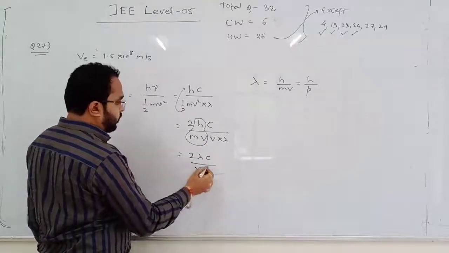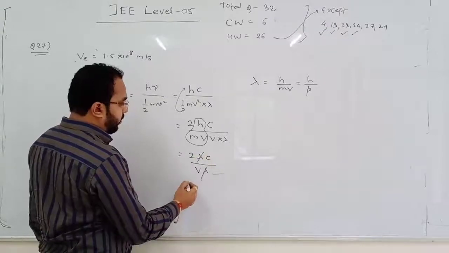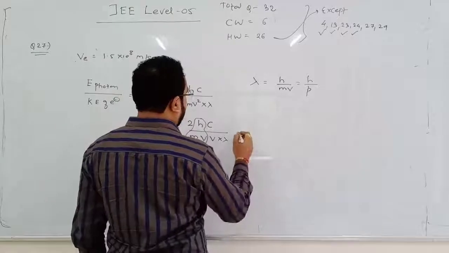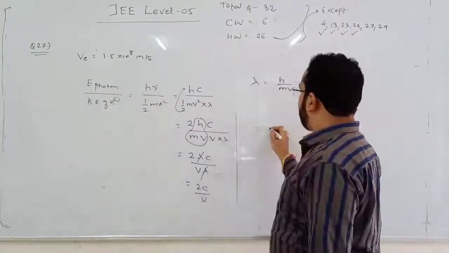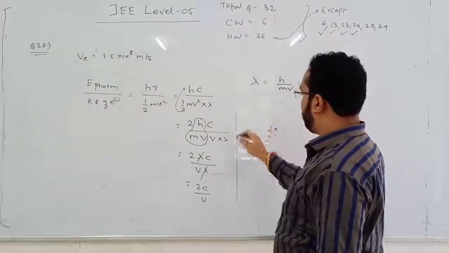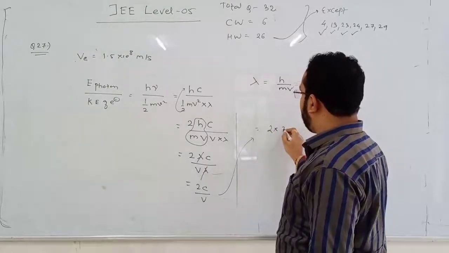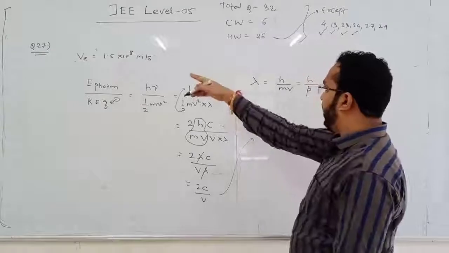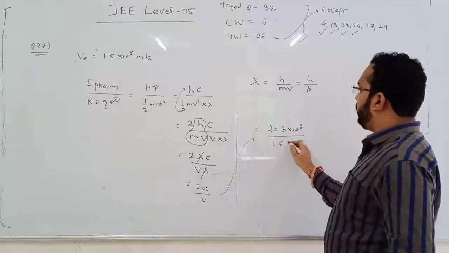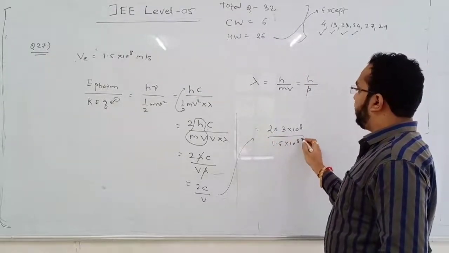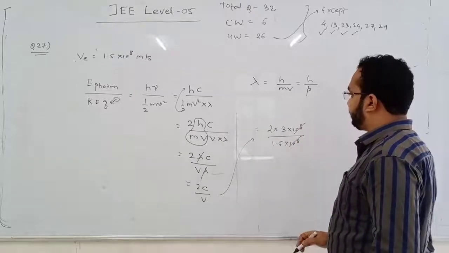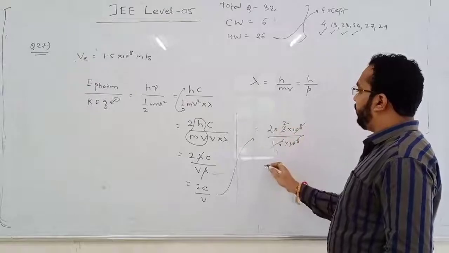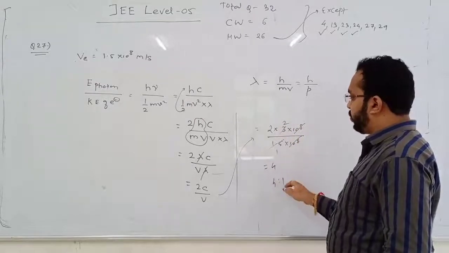This is the ratio, so lambda cancels out. So it is 2c upon v, 2c upon v. So this we have to find out. It will be 2 into c. What is c? 3 into 10 to the power 8 upon v. v is given as 1.5 into 10 to the power 8. 10 to the power 8, 10 to the power 8 cancel. 3 by 1.5 is 2, so 2 into 2 is 4. So the answer will be 4:1.